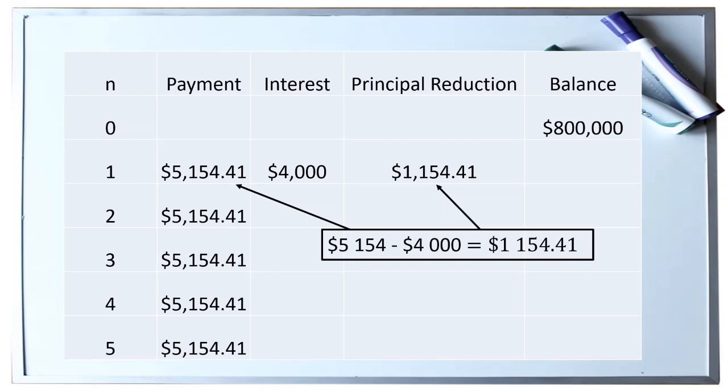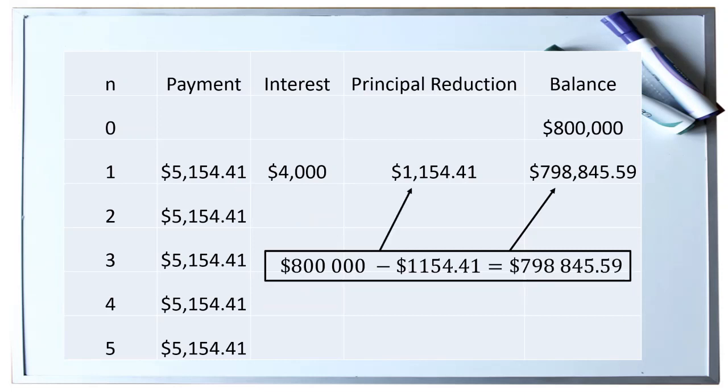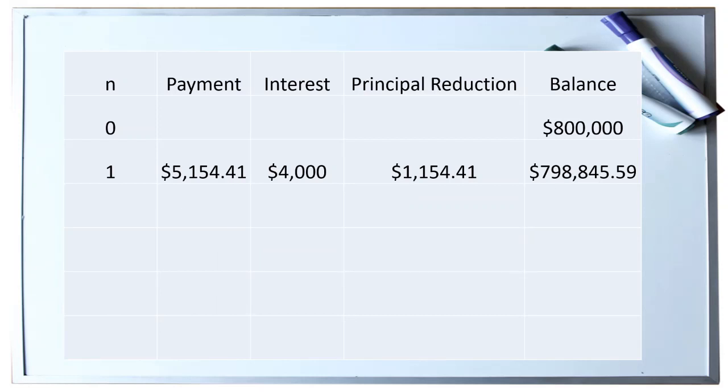To get the new balance, we have the old balance, which was 800,000. We take away the payment because payments reduce the amount that's owed, and then we add on the interest because that increases the amount owed. Alternatively, if we've got a principal reduction column, the new balance is equal to the old balance minus how much the principal has been reduced. Pause the video here and have a go at the next line of this table.